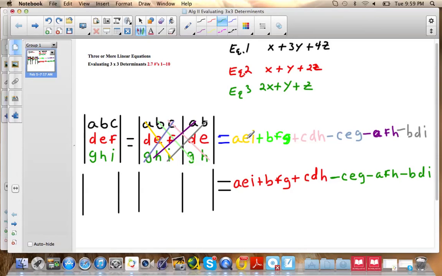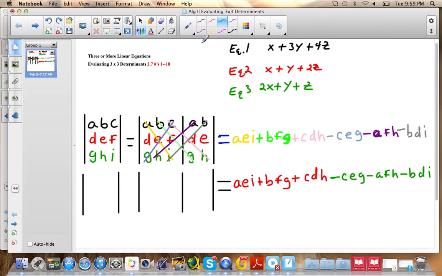Chapter 2, Section 7. We're looking at evaluating 3 by 3 determinants when we have 3 or more linear equations. This tutorial will assist you with numbers 1 through 10 in Section 2.7 of your homework. That's the first set of problems. So let's take a look at a few things first to try to get you kind of lined out.